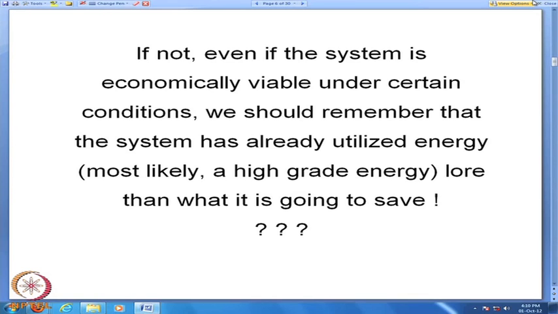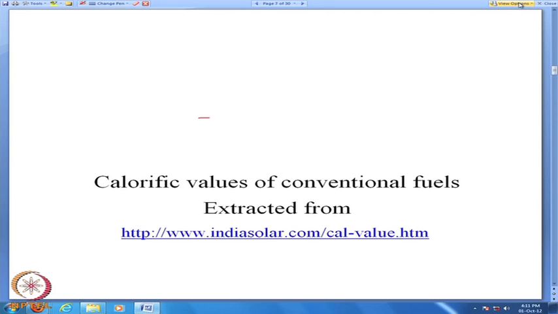Even if the system is economically viable under certain conditions, we should remember that the system may have already utilized energy more than what it is going to save. If that is so, in other words, we are spending more energy than what we are likely to save by this method, and it is not humor, it does happen in certain systems.